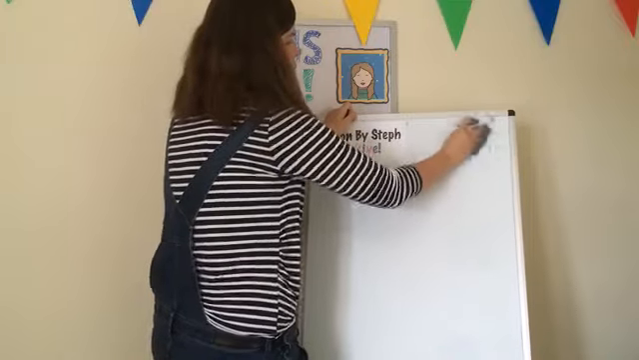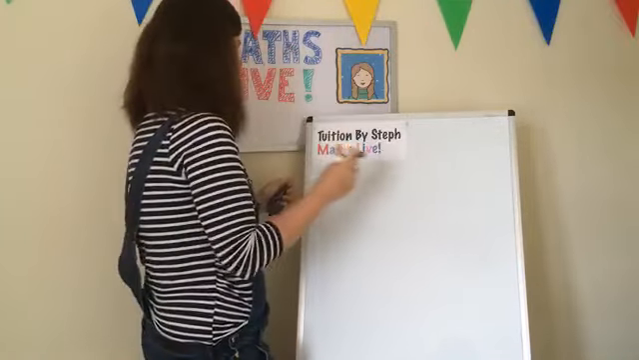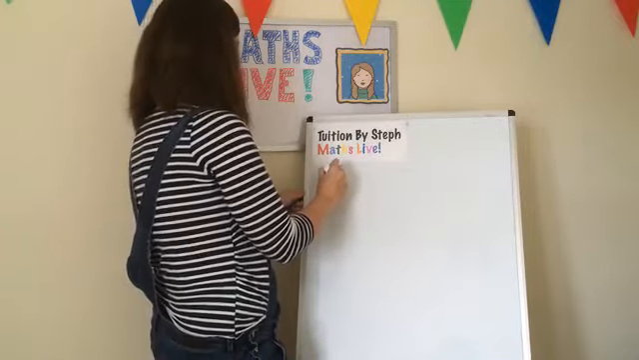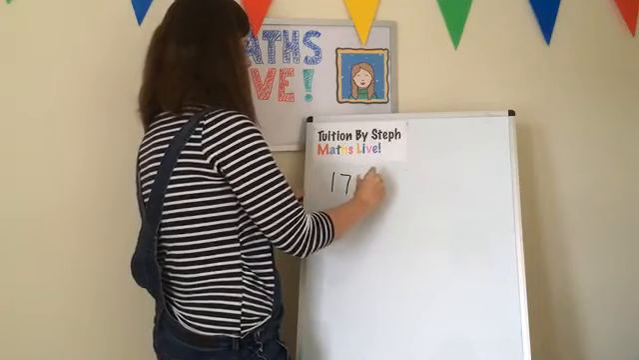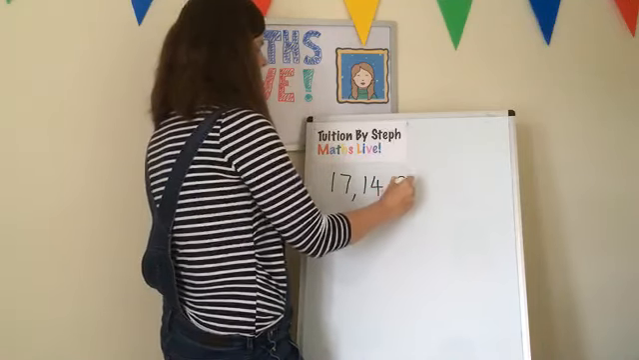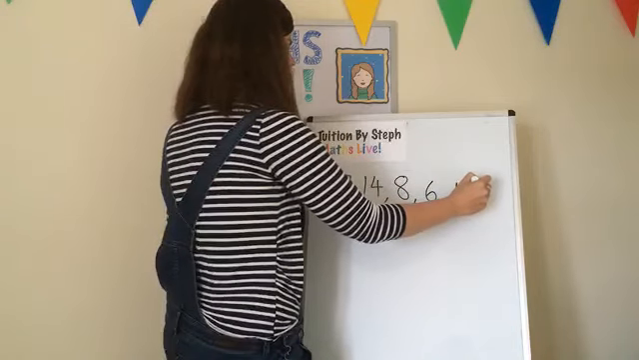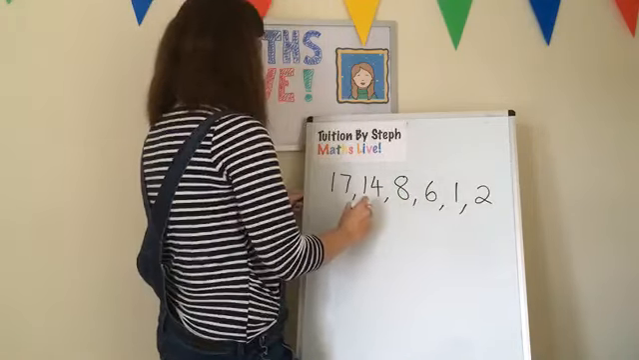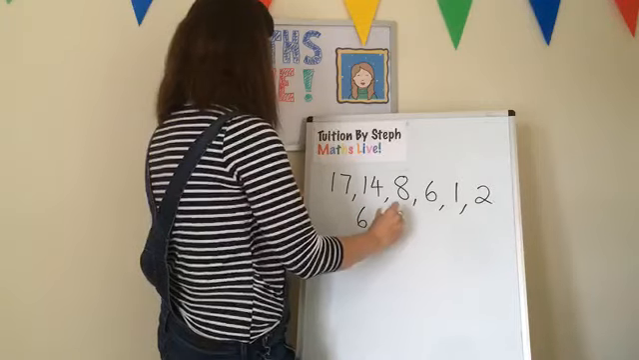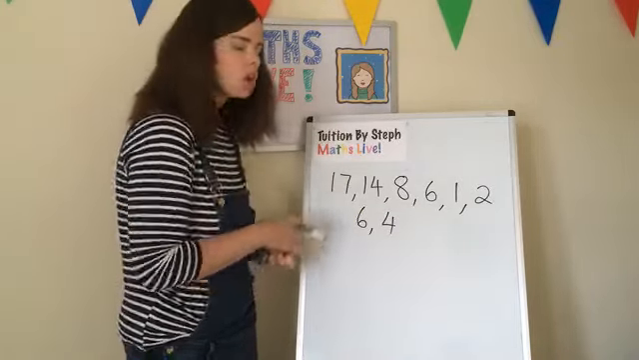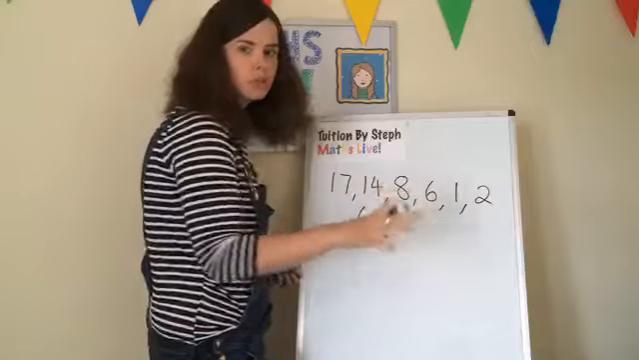So I'll try another one. I'm just going to put loads of different numbers. So 17, 14, 8, 6, 1, 2, 6, 4. Okay. So I'm going to just do the mean this time.